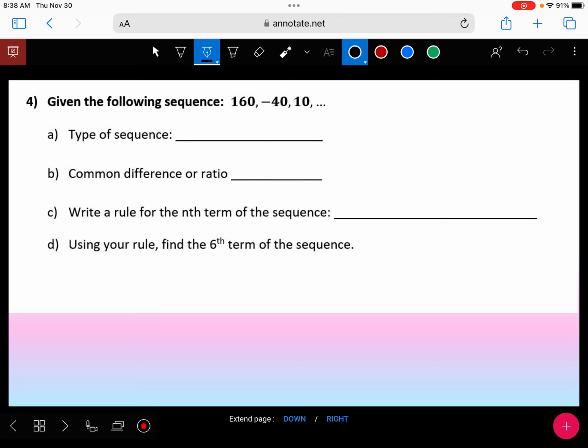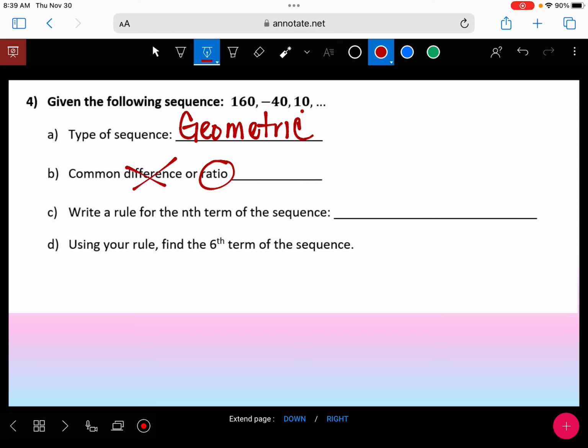All right, anyone still working on 4 and 5? All right, let's go ahead and work through those together. So for question 4, what kind of sequence does it have? Geometric, which means that it has a common ratio.